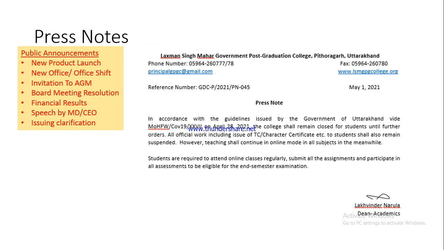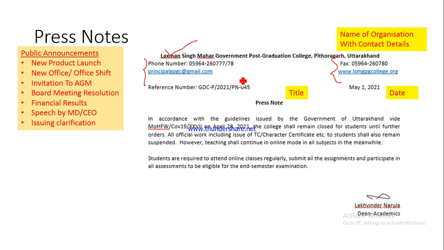Now let us understand the different elements of a press note. Number one, and this is something which is common with the circular, with an invitation for bids, and with a notice also. The thing is that at the top you have to mention the name of the organization. This is something that you have to mention at the top, even in the case of press notes. Along with that, you also have to mention the contact details, right? So we are mentioning the contact details, the phone number, the fax, the website address, the email ID. So we have mentioned all these things at the top. Then the date has been mentioned.